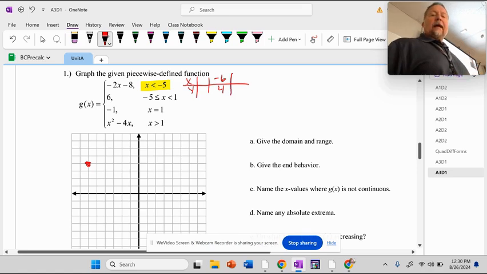And then maybe I'll plug in -7 for giggles. 14 minus 8 is 6 because of the negative. And then 7, 1, 2. I can keep plugging these in forever and ever. So that means this graph goes forever and ever this way.